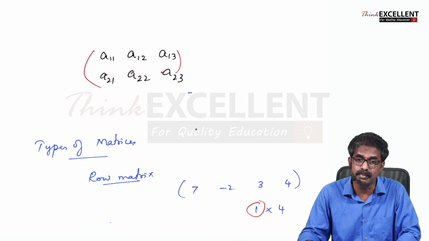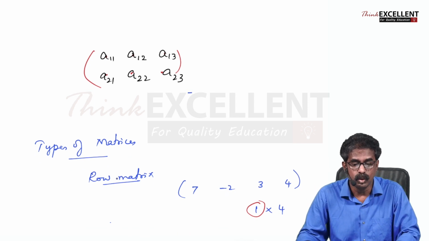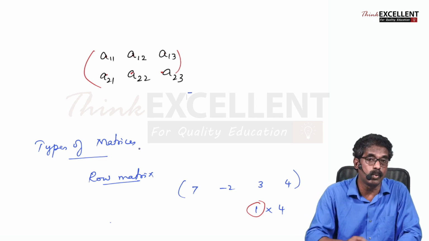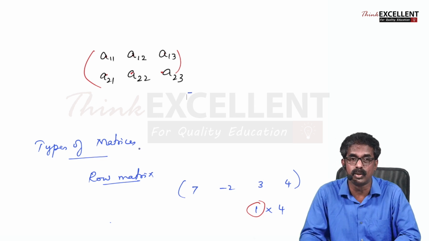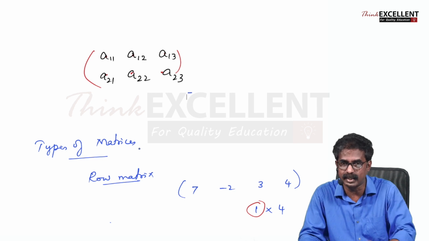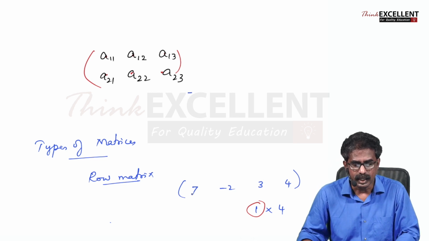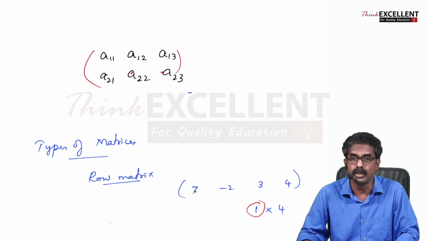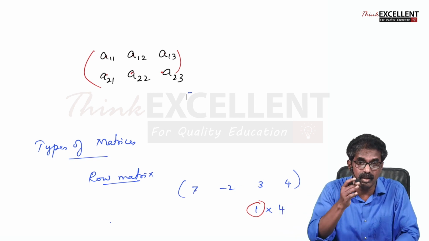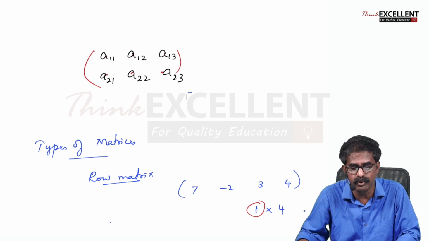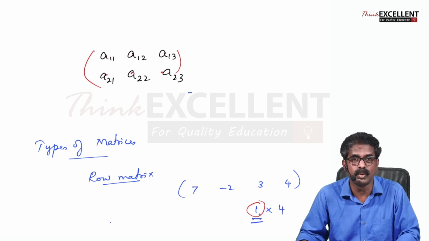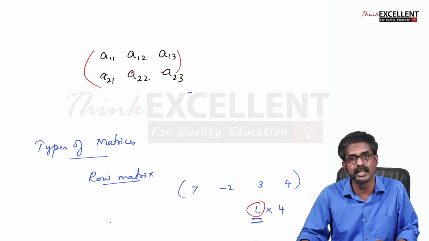Then different types of matrices. Row matrix. What is row matrix? The name itself it is there, right? If there is only one row, that matrix we call it as row matrix. Here one example. So what's the order? One row only, right? 7, minus 2, 3, 4. Just one row, but there are 4 columns. So 1 by 4. If there is only one row, we call it as row matrix.